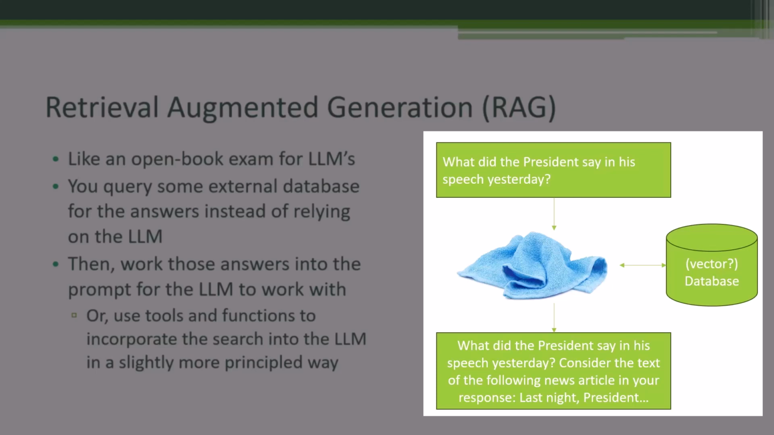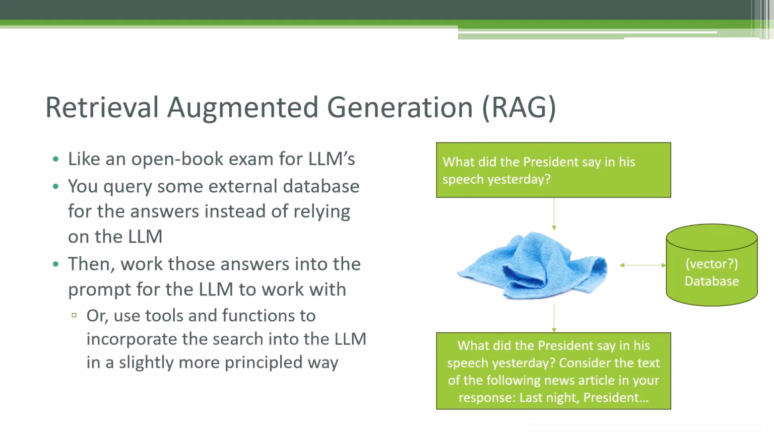So then we can frame that query, sort of reformat it using a template, and say something like, what did the president say in his speech yesterday? Consider the text of the following news article in your response, and then paste in the text that you got back from the database. And if you phrase that the right way, ChatGPT or whatever you're using can use that to generate a response that takes that information into account. So it's a way of incorporating external data that may be more up to date or even proprietary that you didn't have before, but it's kind of cheating. You're kind of making a glorified search engine here, right?